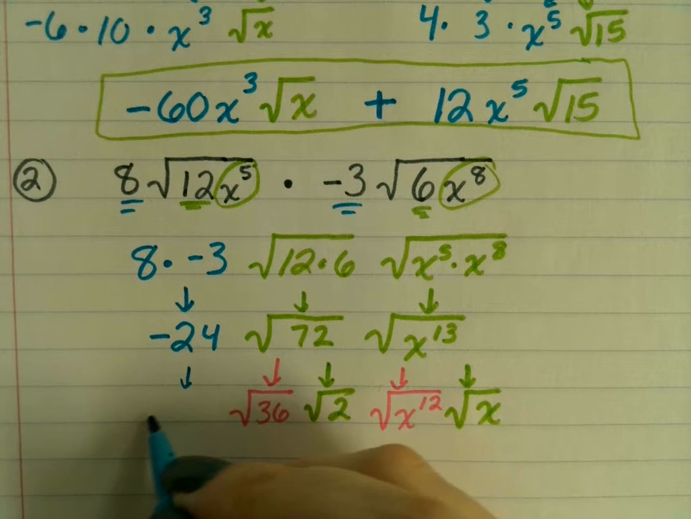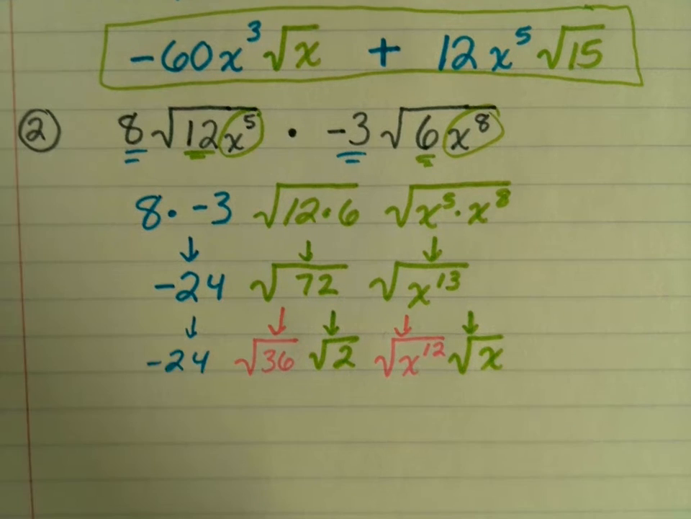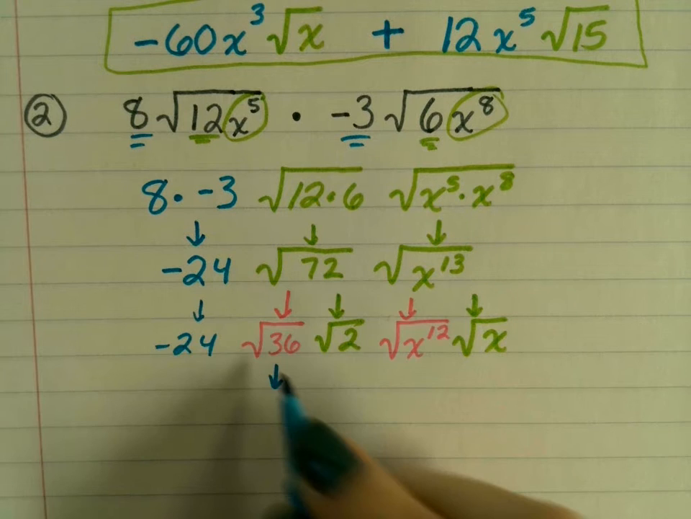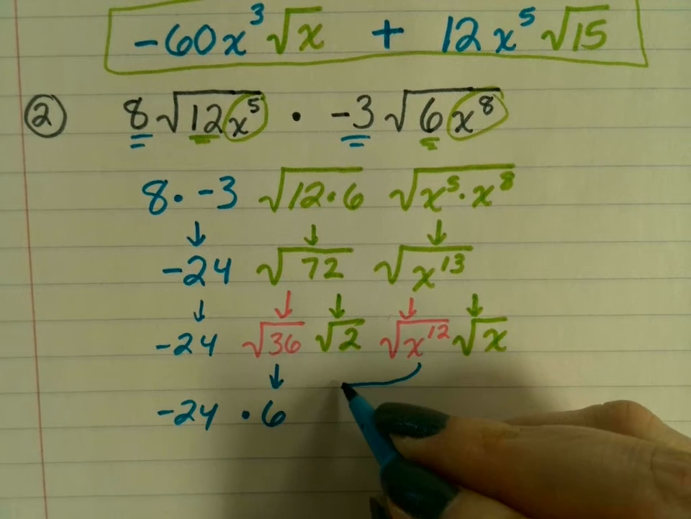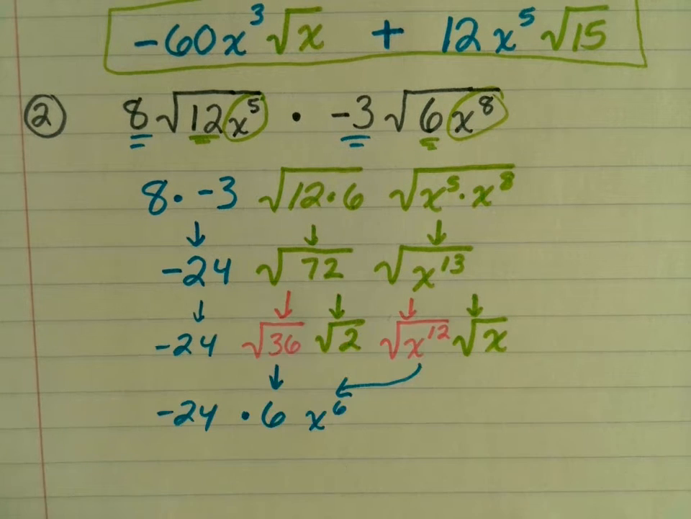Okay, now we're going to go ahead and take the square root of all those perfect squares. Square root of 36 is going to give me 6. And then the square root of x to the 12th is going to give me x to the 6th. Then I'm just going to bring down square root of 2 and square root of x.